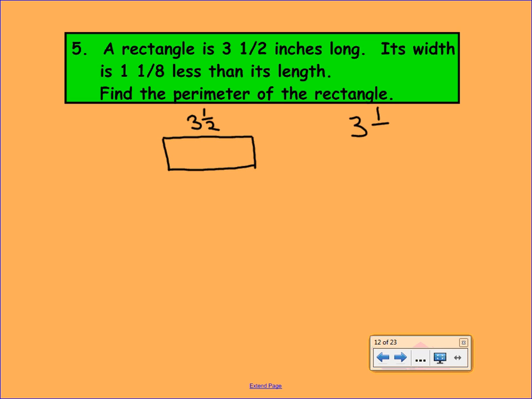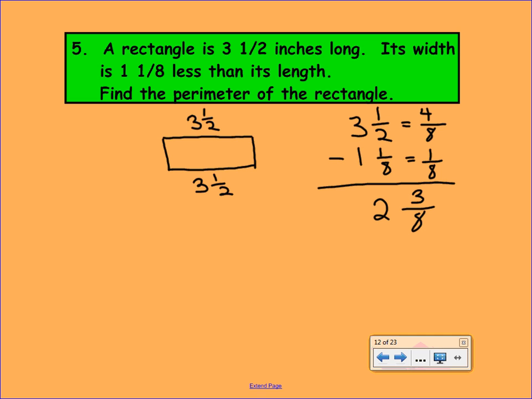Okay, welcome back. Let's take a look at how you would solve this. I know that the length of that rectangle is 3.5 inches, so I'm going to go ahead and put that on both sides. Since the width is 1 1/8 inches less, I'm going to have to do a subtraction problem. Let me get a common denominator here of 4/8 and 1/8, and when I subtract that, I get 2 and 3/8. So I would have 2 and 3/8 on each side.